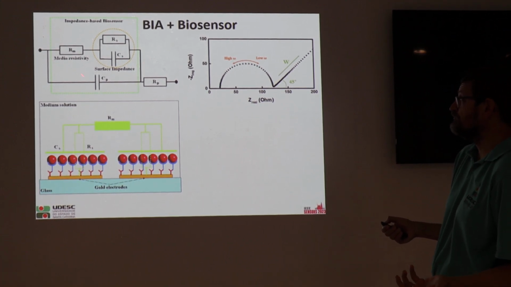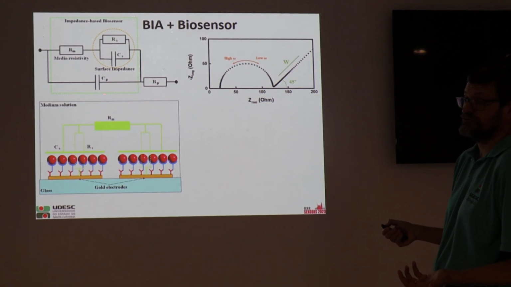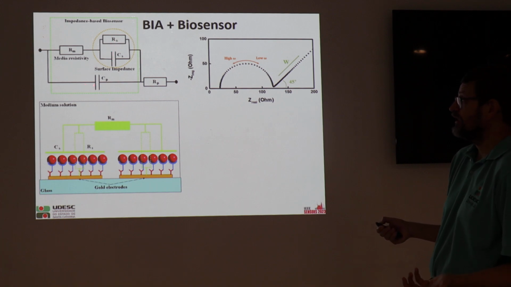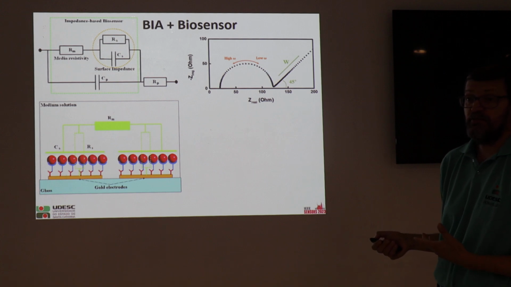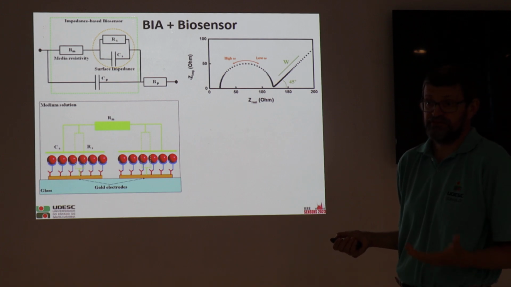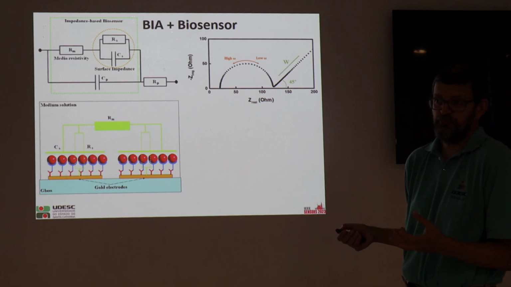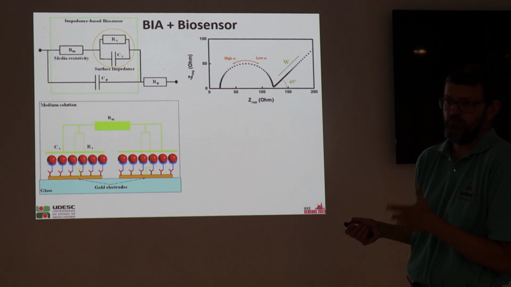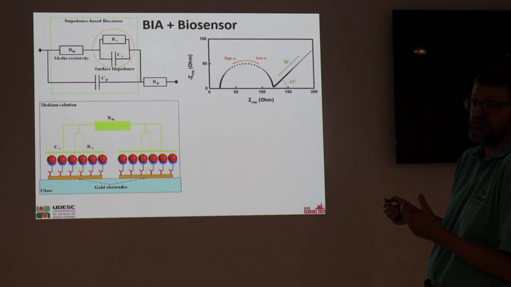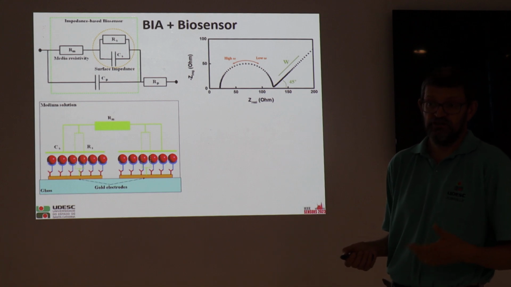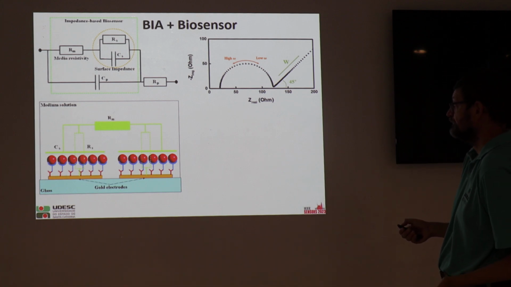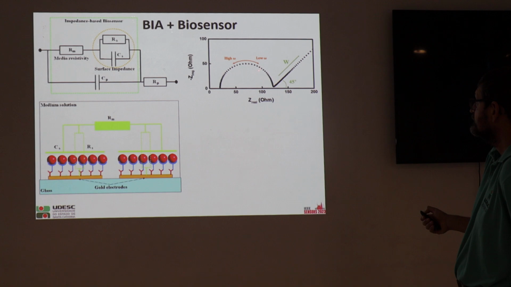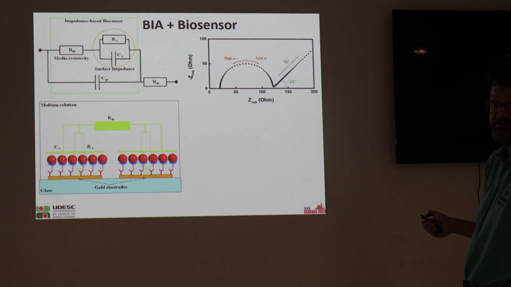This is the way to represent the biosensor using two capacitors, right? Just an example, you can use another model. This is one of the models that people use quite a lot for modeling biosensor measurement data using impedance spectroscopy, right? Again, the same curve.